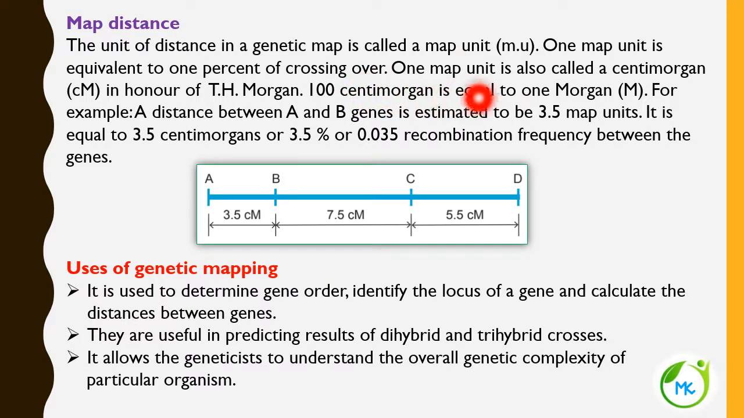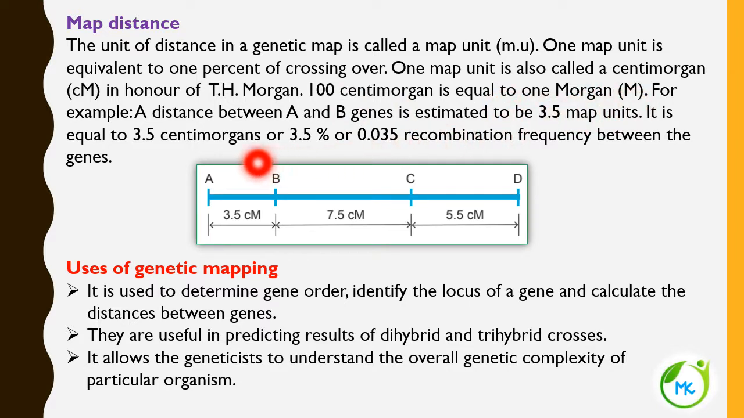One map unit is also called a centimorgan. So instead of using map unit, we can call the unit centimorgan, and it is represented as small c capital M. And this cM is in honor of T.H. Morgan. We know genetic mapping was developed by Morgan's student Alfred. To give honor to his teacher, he used Morgan as the unit for gene mapping. So 100 centimorgan is equal to 1 morgan.